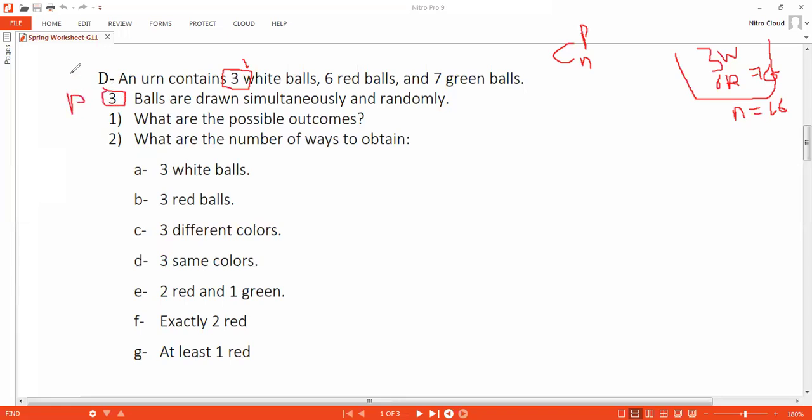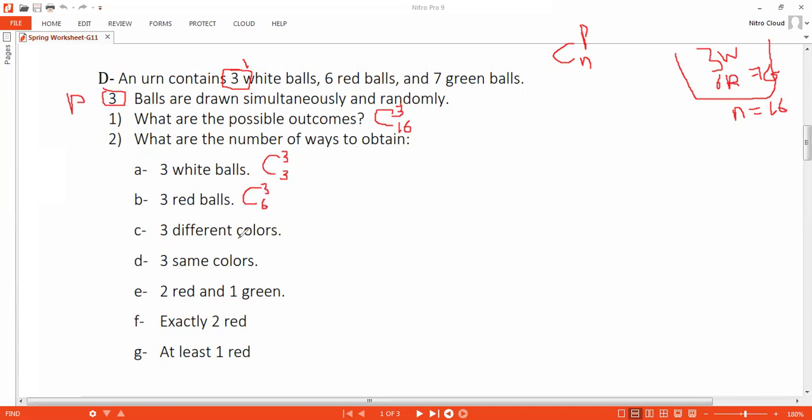Okay. What are the possible outcomes? So any 3 outcomes, it's C 3 16. So this is the total if you want. Okay, so this is our total for any 3 balls. Now, what are the number of ways to obtain 3 white balls? So only 3 white balls. So as if I'm picking 3 white balls out of 3. Of course, you can calculate it using the calculator. 3 red balls, it's C 3 6, because I'm picking out 3 balls out of 6 red balls.